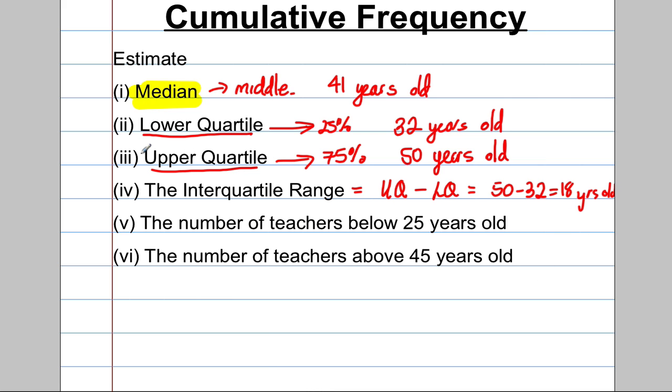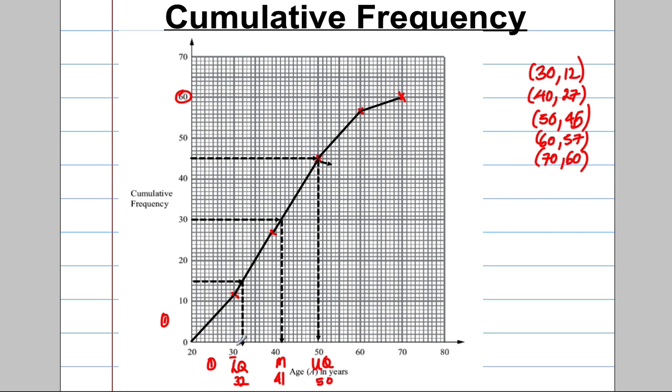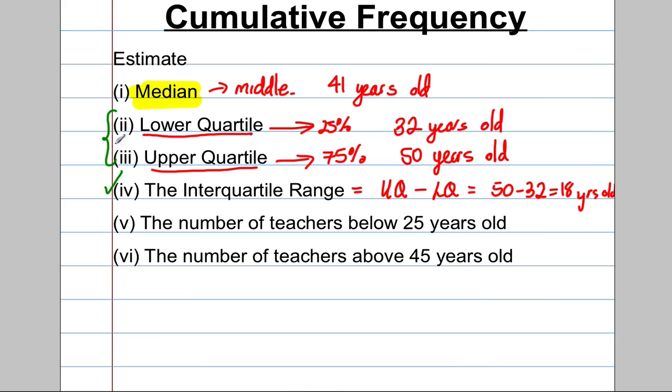Okay, so sometimes they won't ask you to work out the lower and upper quartile. They'll jump straight and ask you to work out the interquartile range. You know that must mean first, step 1, work out the lower quartile, step 2, work out the upper quartile, and then take them away. So sometimes it's all hidden into one question.